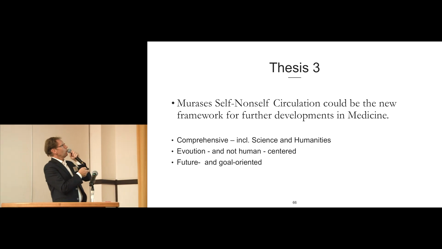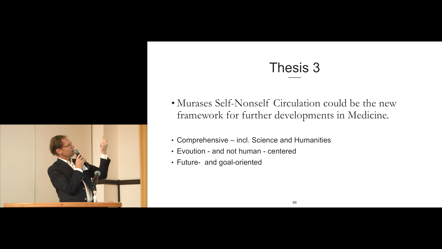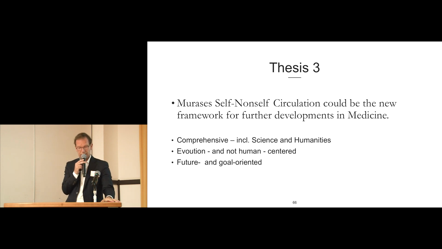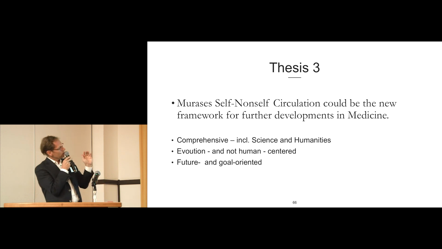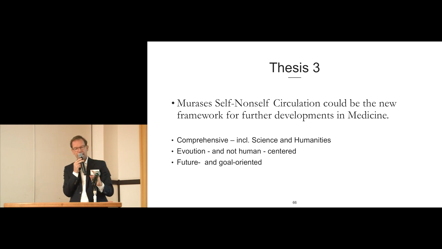So I think we should think about this self-nonself circulation model as a new framework, I would say, for medicine. And I think it's a really comprehensive model that includes science and humanities. It's evolution-based and not human-centered. I think that's very important. And I think also this future orientation and goal orientation makes it a real idea of having it as the future framework for medicine.